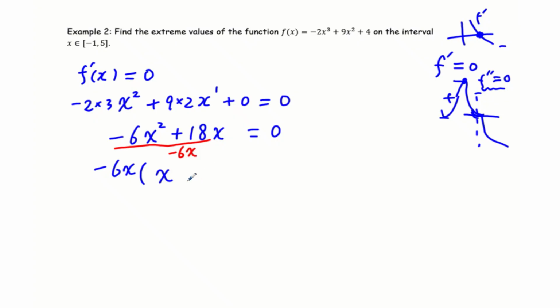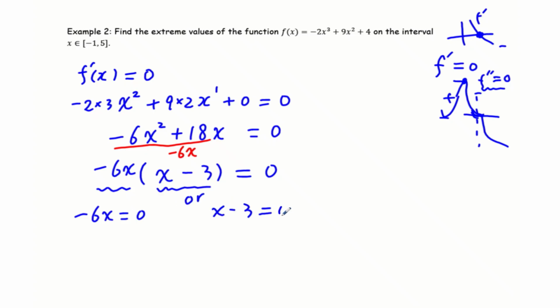18x divided by -6x, we have -3. We have these 2 factors multiplied together. It means each of them is a factor. So if 2 things multiplied together equal 0, then either of them equals 0. So for each factor, we let it equal 0, then we solve for x.